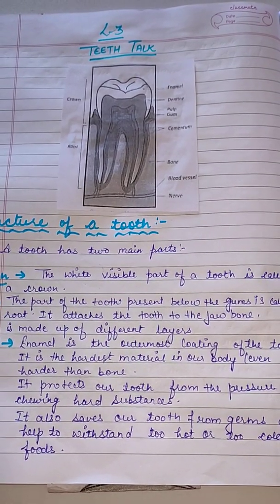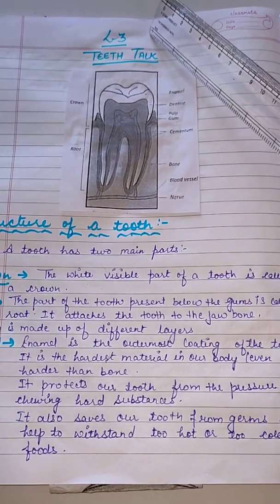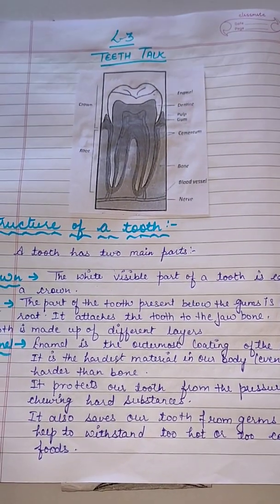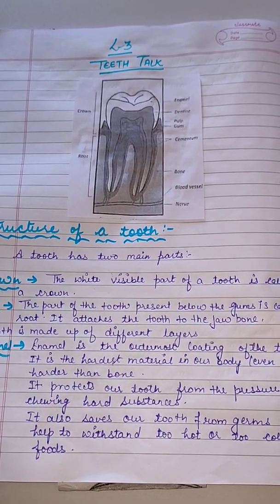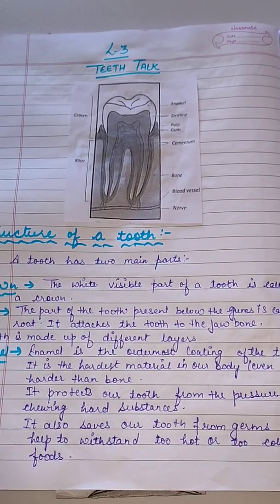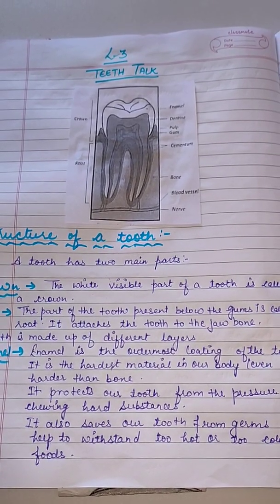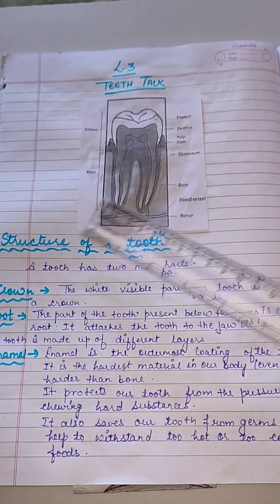Good morning, everyone. So, today we will do the revision of lesson number 3, that is Teeth Talk. In the previous video, we have already discussed the different types of teeth, such as canines, incisors, premolars, and molars. Now, today we will discuss the structure of a tooth.